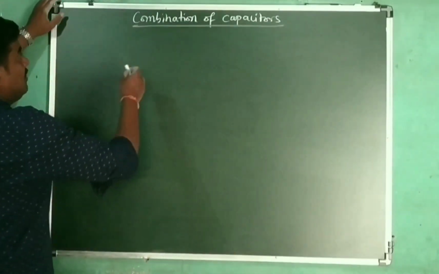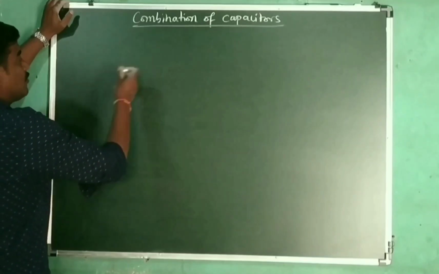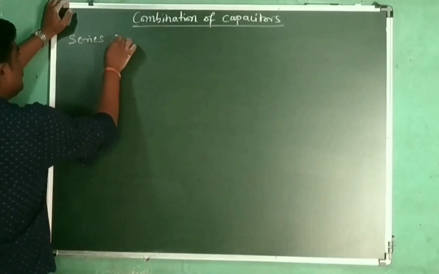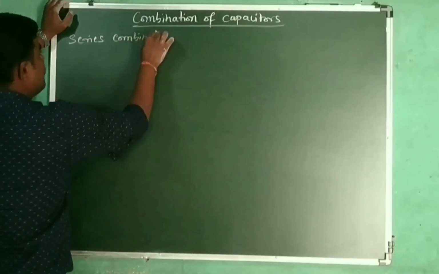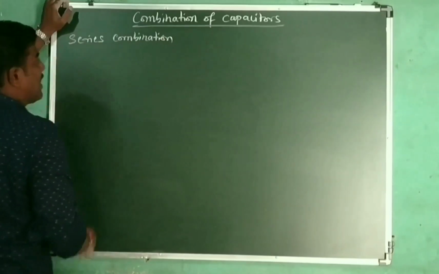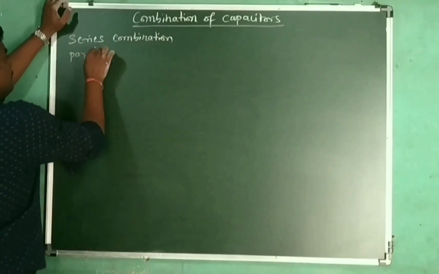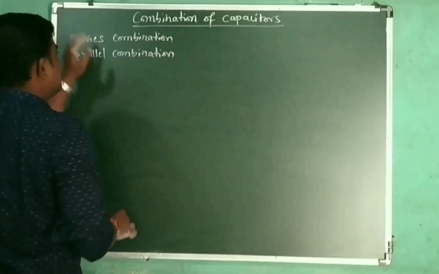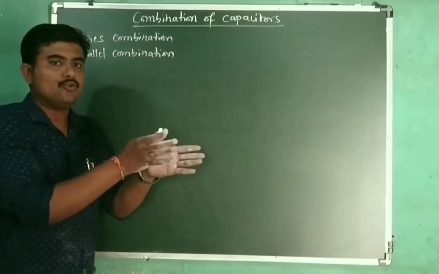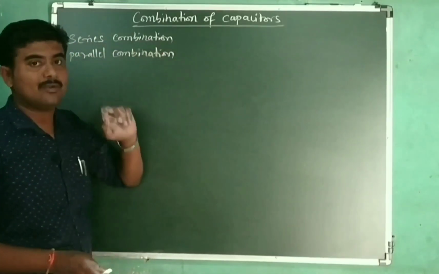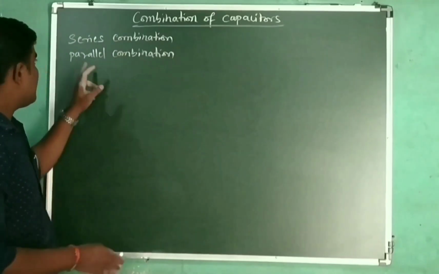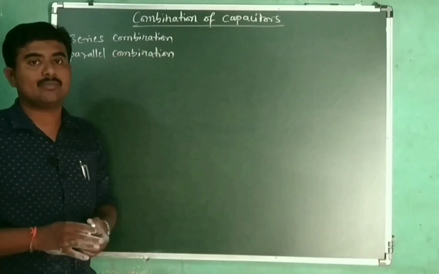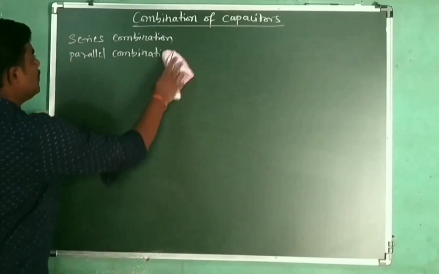See here, there are two types of combination. First one is series combination, and second one is parallel combination. If capacitors are connected end to end, then the combination is said to be series combination. And if capacitors are connected one below the other, then the combination is said to be parallel combination. So first let us begin with series combination.